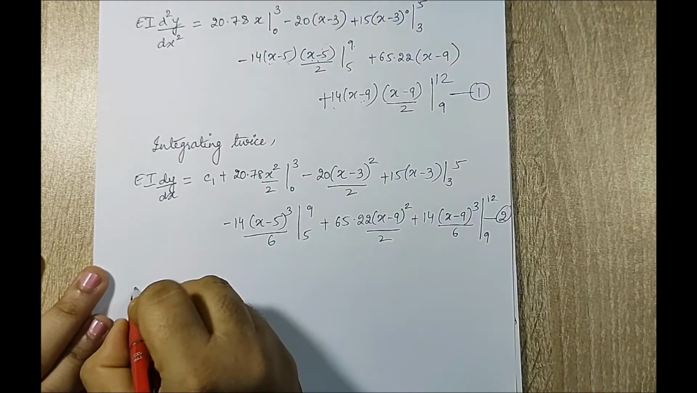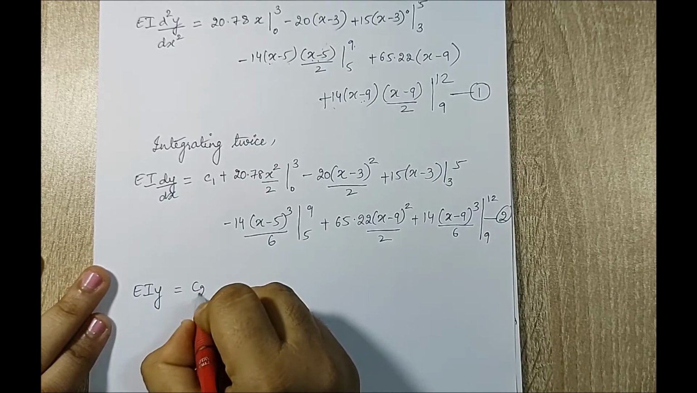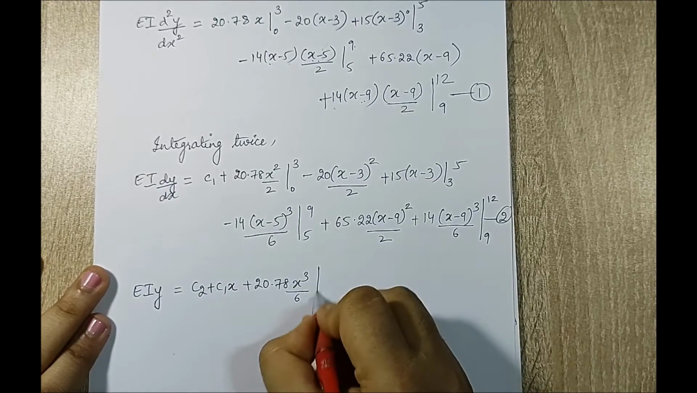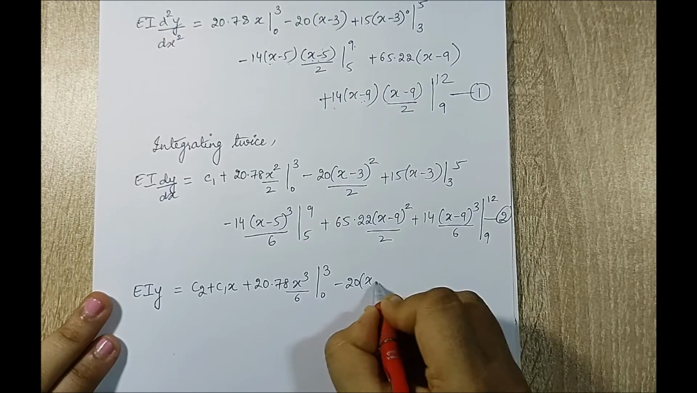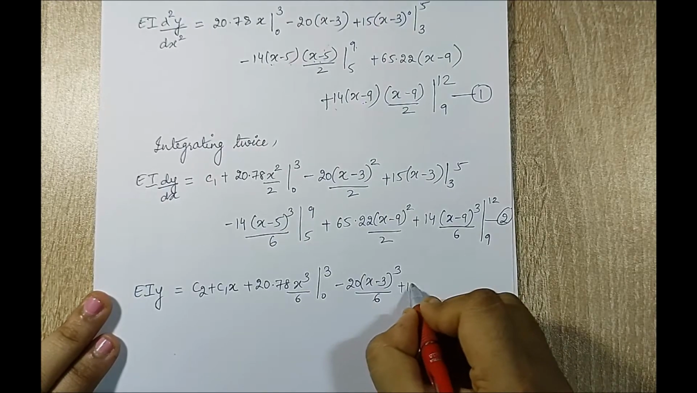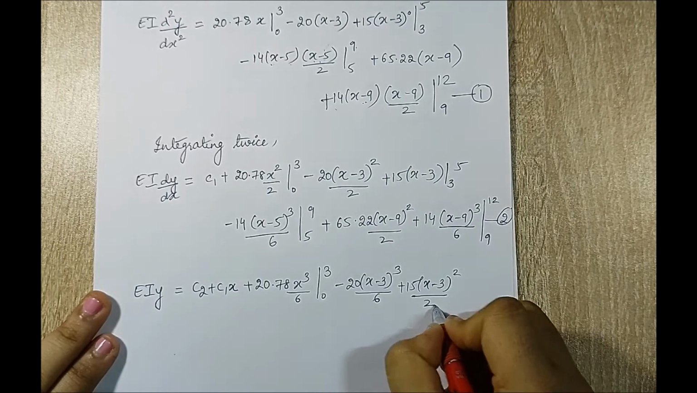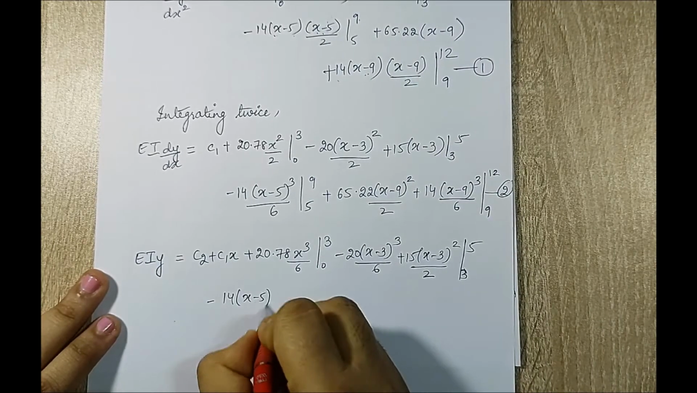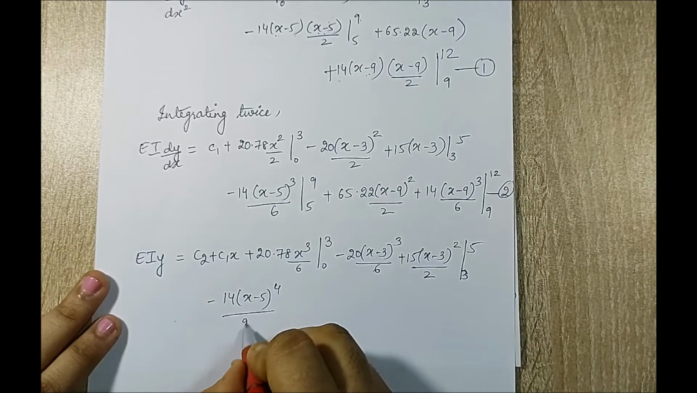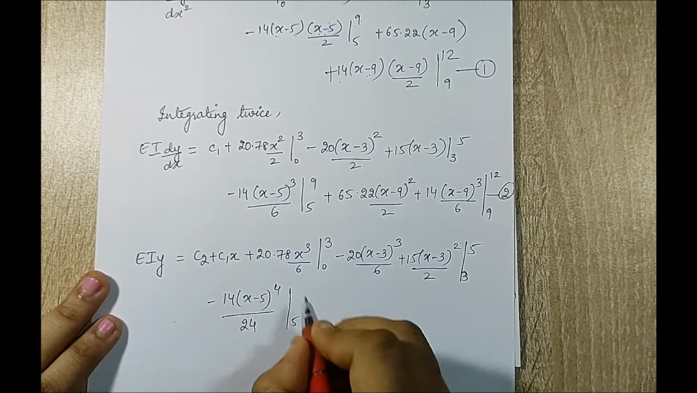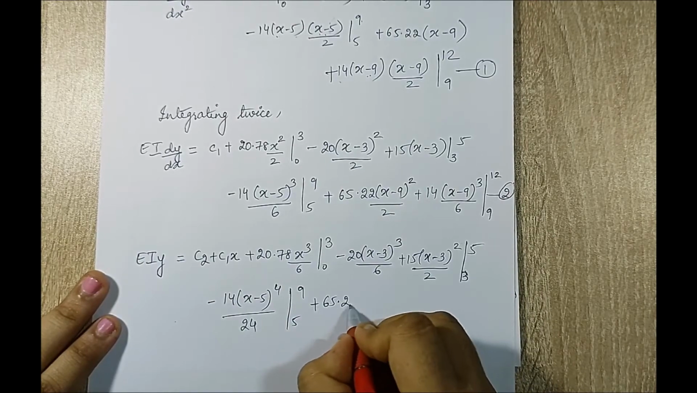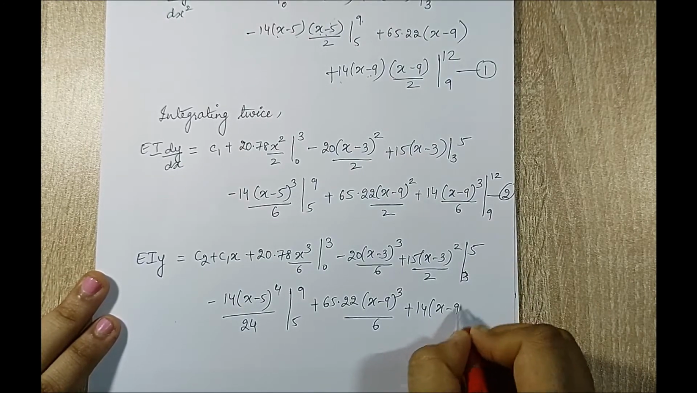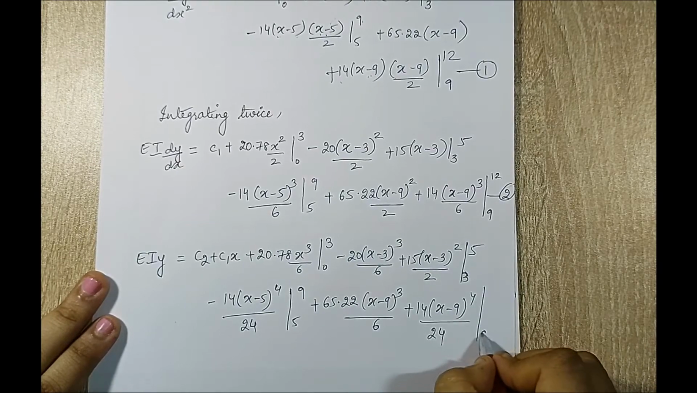When I integrate this, I'll get EIy is equal to C2 plus C1x plus 20.78 x cube upon 6 from 0 to 3, minus 20 into x minus 3 cube upon 6, plus 15 into x minus 3 square by 2 from 3 to 5, and I have minus 14 into x minus 5, this is raised to 3, so this will become raised to 4 upon 4, so 6 into 4, 24, so this becomes 5 to 9, plus 65.22 into x minus 9 cube by 6, plus 14 into x minus 9 raised to 4 by 24 from 9 to 12.